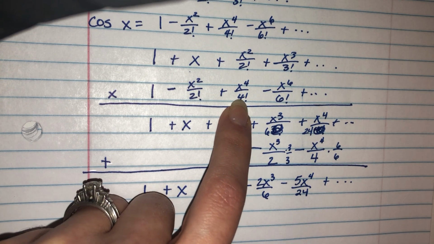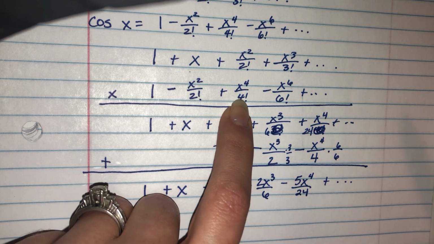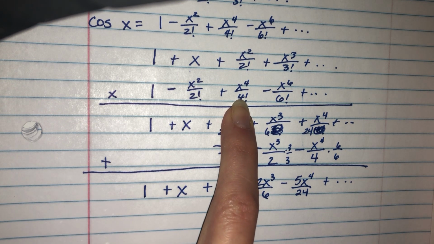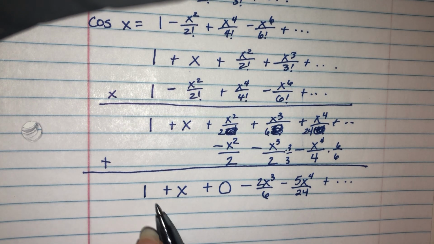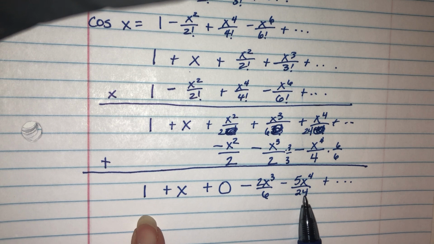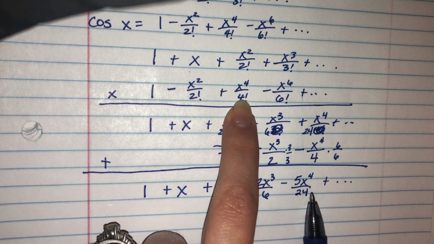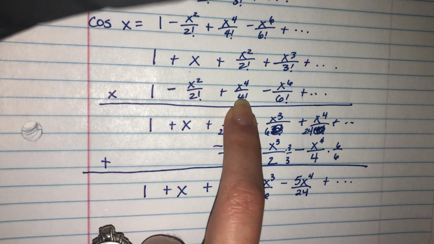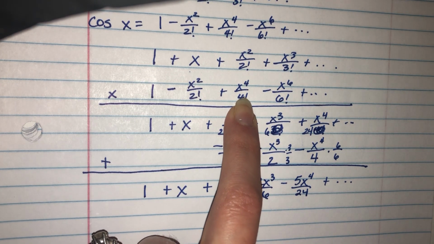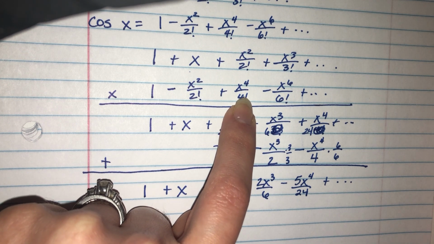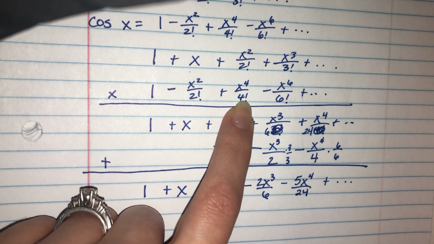Here's the thing. How do we know when to stop? Do we have to keep doing this forever? No, we need to keep going until we know we've completed the first 4 non-zero terms. And because right now my 4th term has an x to the 4th in it, I can't leave out this x to the 4th because it may be needed in order to combine with this x to the 4th term to complete my first 4 non-zero terms.